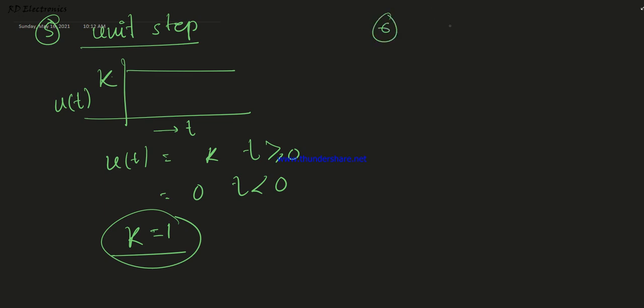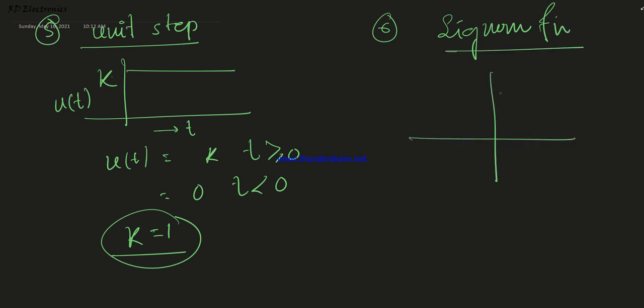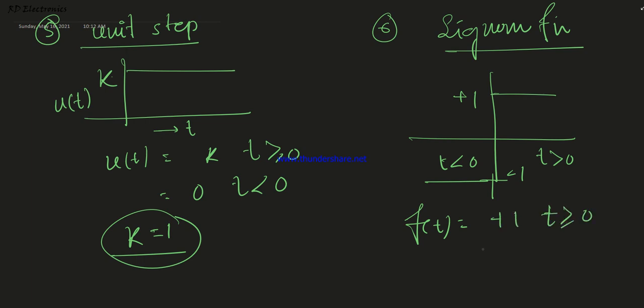Number 6 is known as the signum function. Signum function is represented by this: this is plus 1, this is minus 1, this is t greater than 0, this is t less than 0, and f(t) on the y-axis is mathematically represented by plus 1 when t is greater than or equal to 0 and minus 1 when t is less than 0. This is known as the signum function.